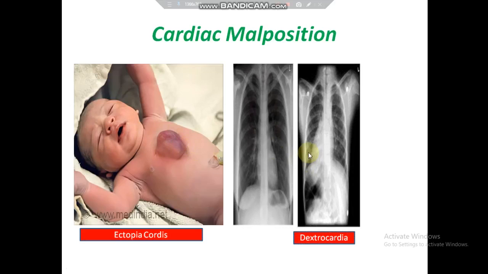Or there can be a change in the axis of the heart. Normally the apex is tilted towards the left, but in case of dextrocardia, the apex is tilted towards the right. This is because of abnormal looping of the heart tube. That means this looping will occur in a reverse direction. So there will be a change in the position or axis of the heart, and this may be either isolated or it may occur in association with another condition called situs inversus. That means the right sided structures are present on the left and vice versa.